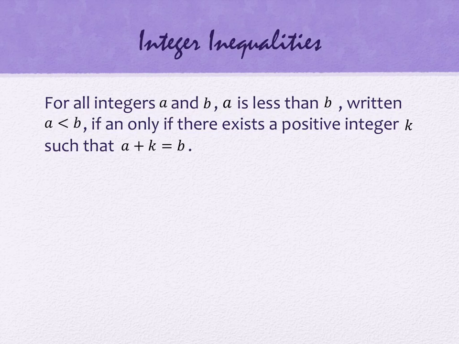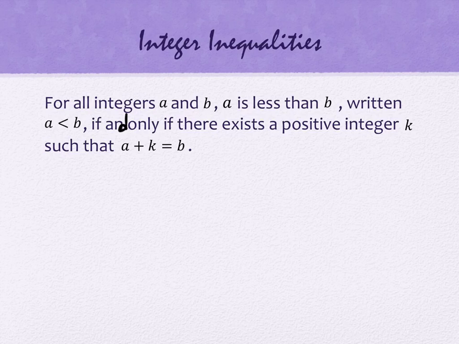The last thing that we're looking at is inequalities. For all integers a and b, a is less than b if and only if there exists a positive integer k such that a plus k equals b. Again, we saw this definition already with whole numbers.